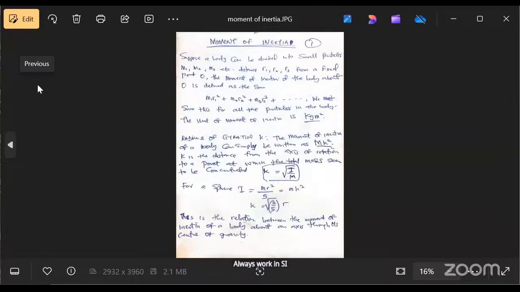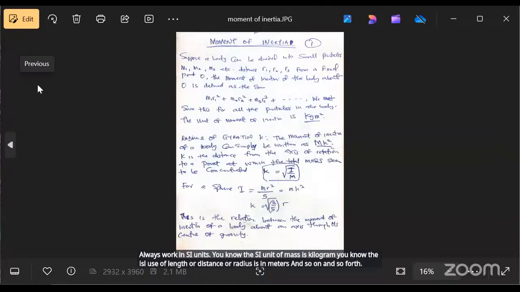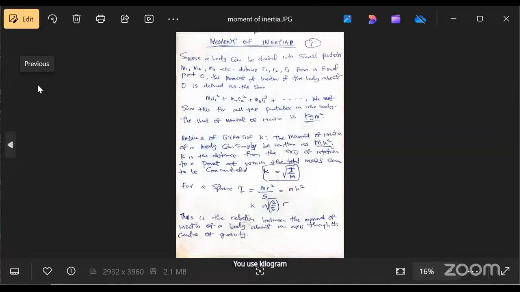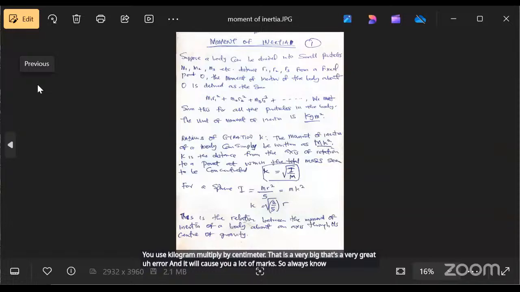You know the SI unit of mass is kilogram. You know the SI unit of length or distance or radius is in meters, and so on and so forth. You cannot be working under this environment and use kilogram multiplied by centimeter. That is a very great error, and it will cost you a lot of marks. So always know the unit of what you are talking about.